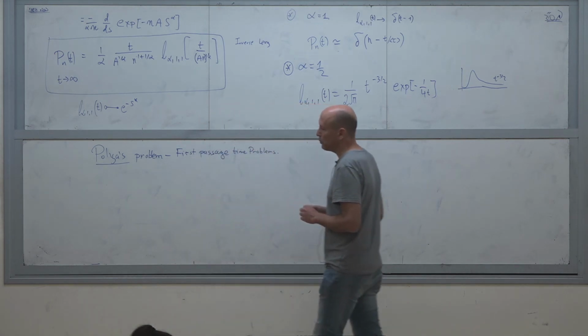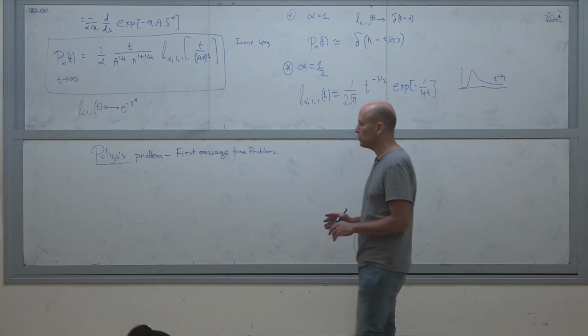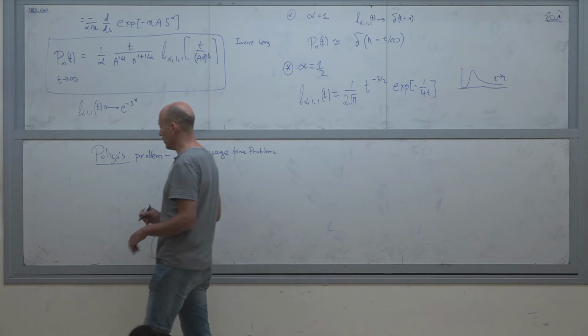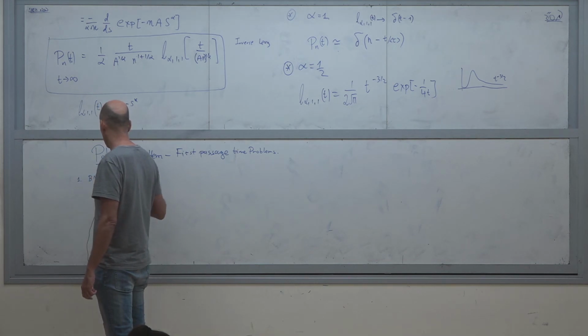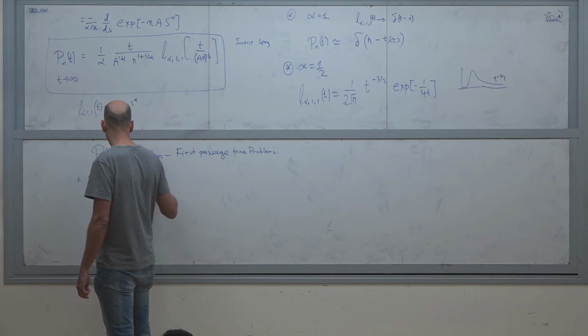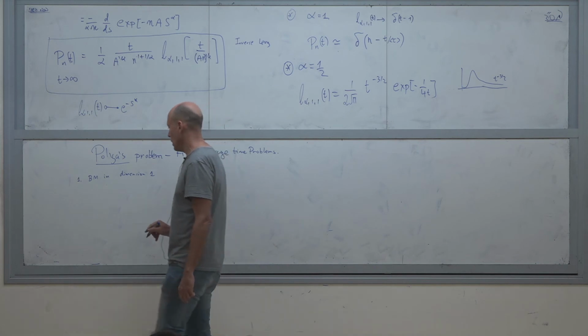The first passage time problem is a very general problem. There are many, many types of questions. One of them is, for example, consider Brownian motion in dimension 1. It can be in any dimension. Soon we'll work in higher dimensions.